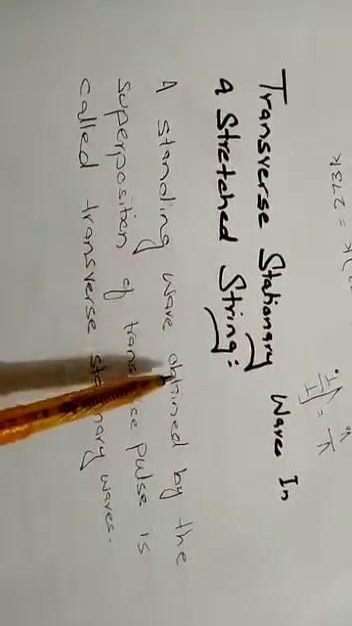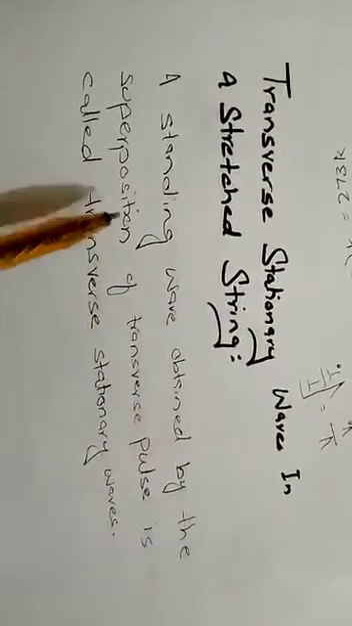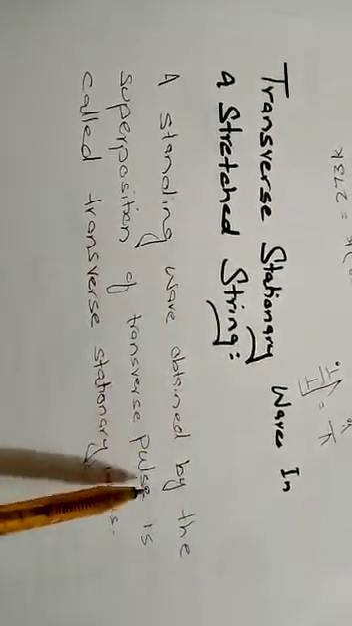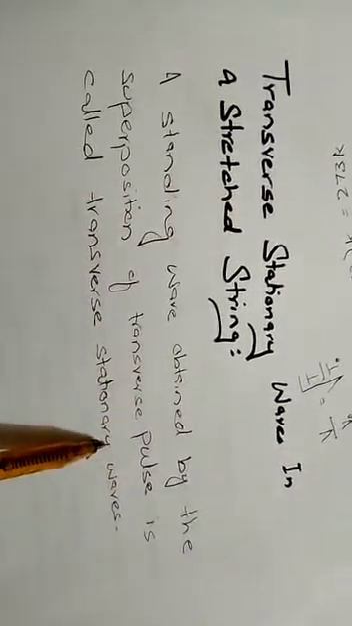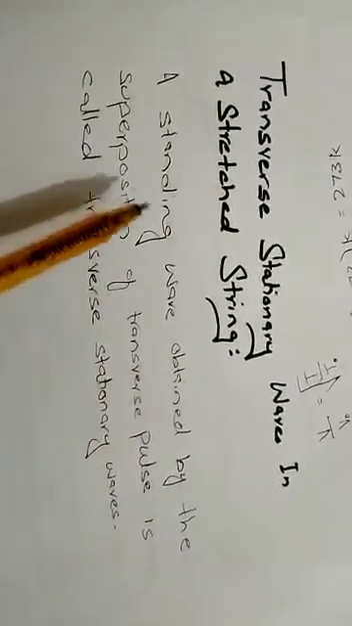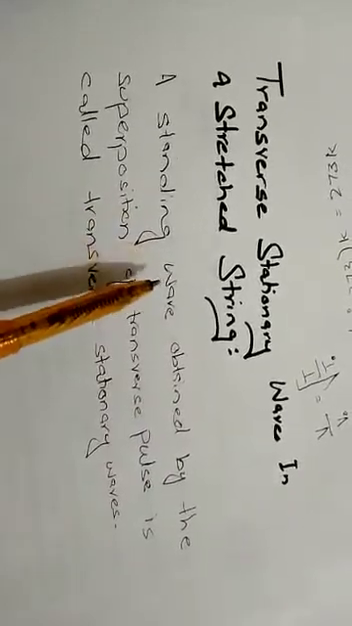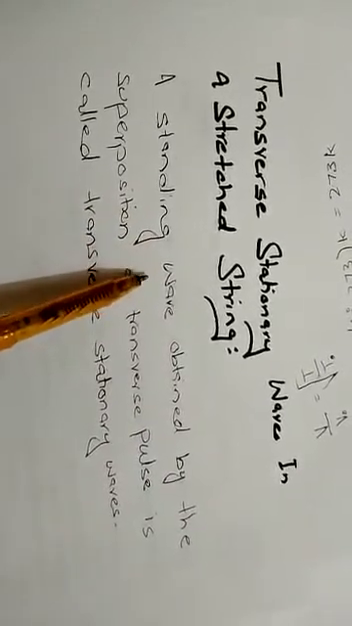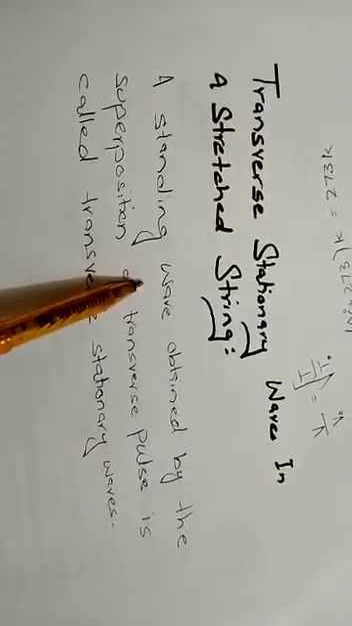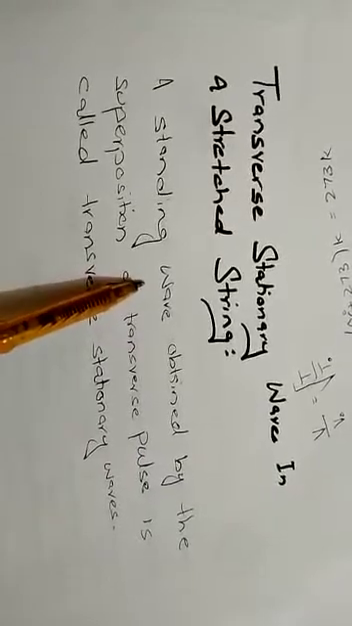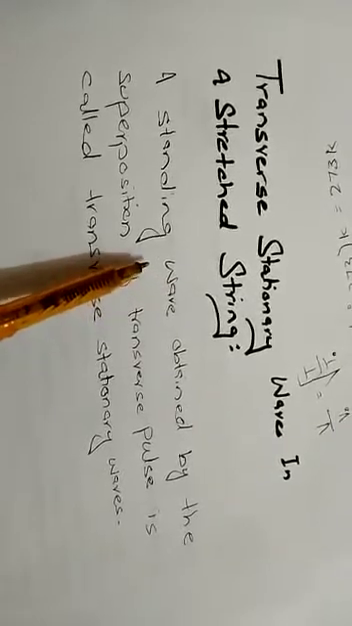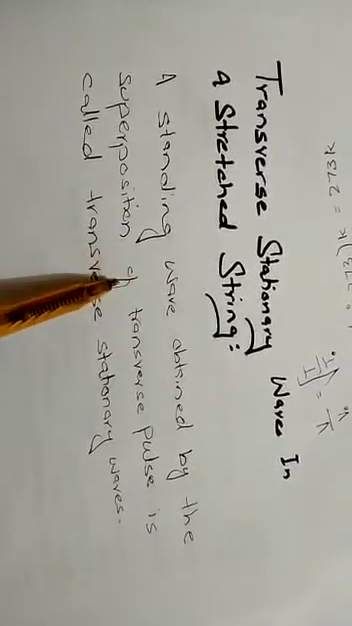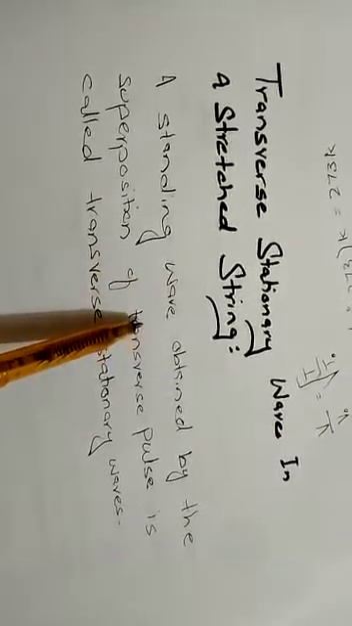A standing wave obtained by the superposition of transverse pulses is called a transverse stationary wave. In the last lecture, we discussed standing or stationary waves: these are waves which do not transfer energy from one place to another, and these waves are found by reflection of the waves at a certain spot.